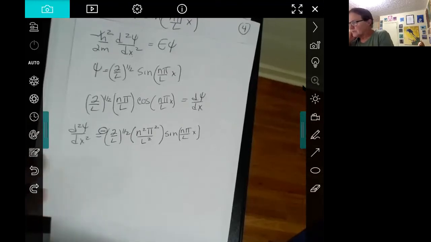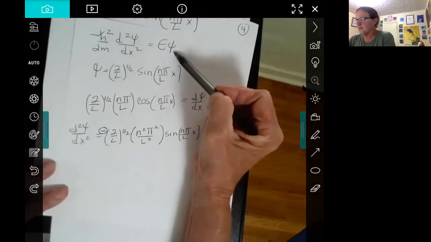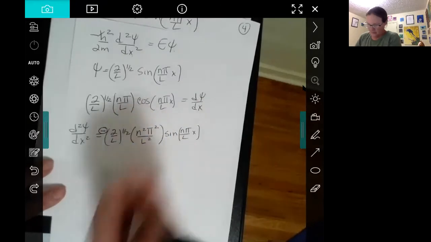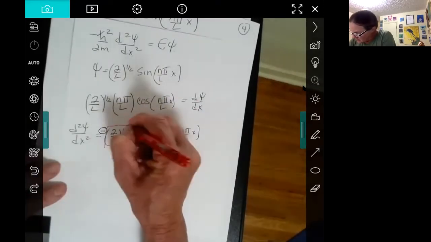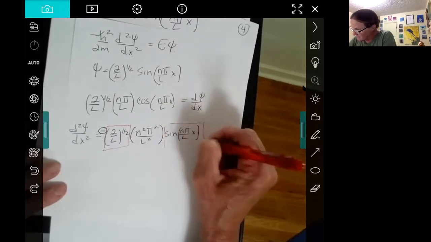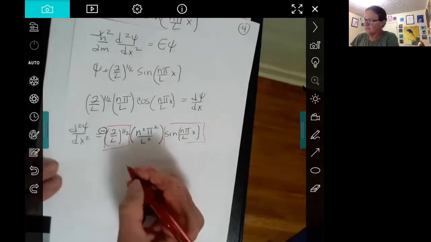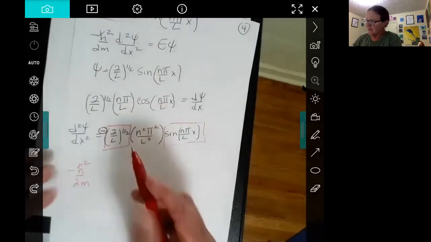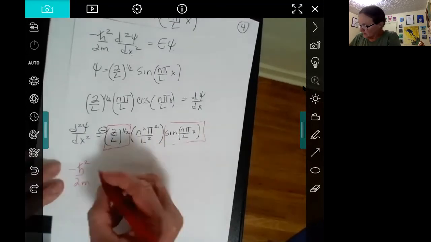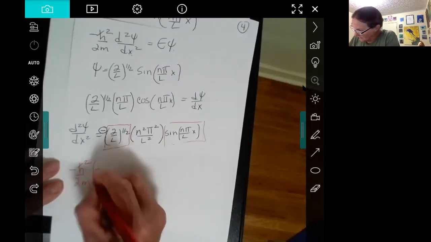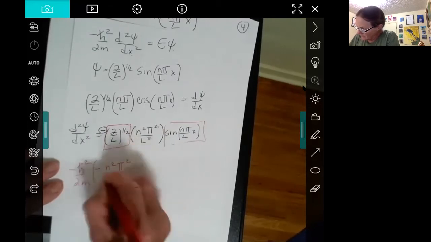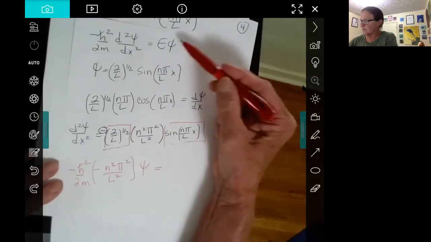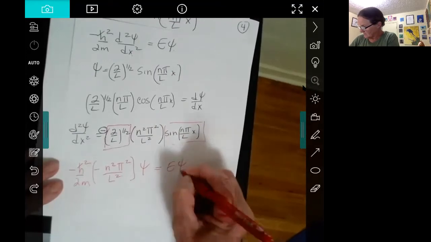So now we want to group things so that we have the wave function separate from all the other constants. And this is the wave function. So what we end up with on the left-hand side is negative h bar squared over 2m. And then when we multiply it by the derivative, we get negative n squared pi squared over L squared times psi. That's the left-hand side. And then the right-hand side is equal to E times psi.